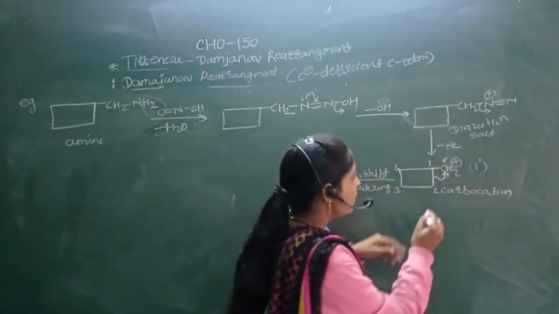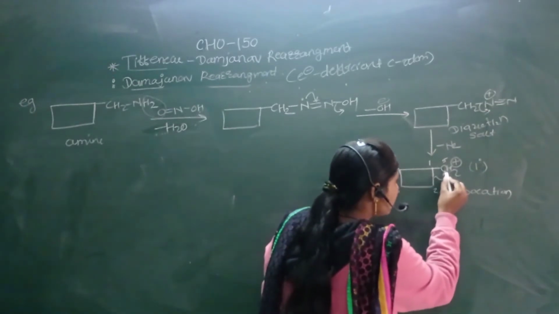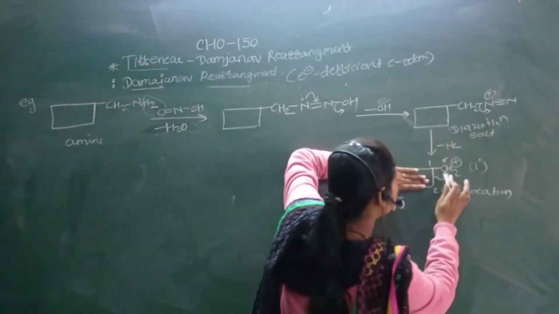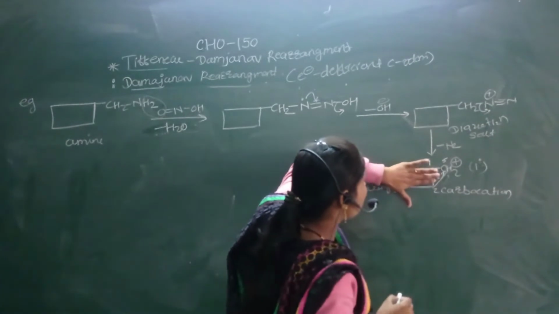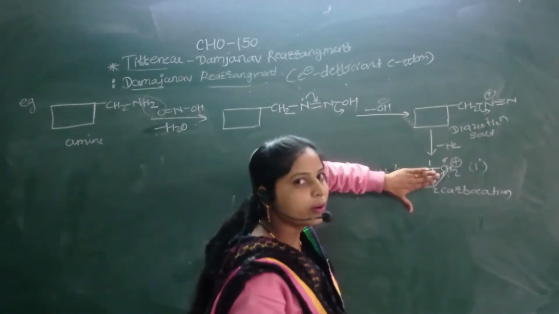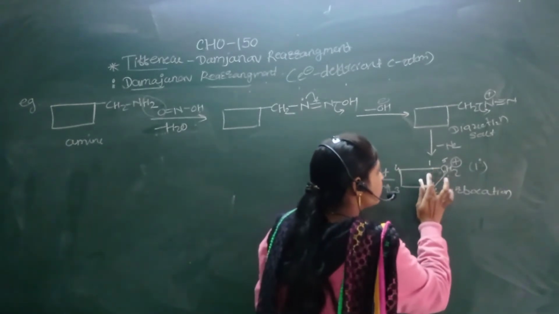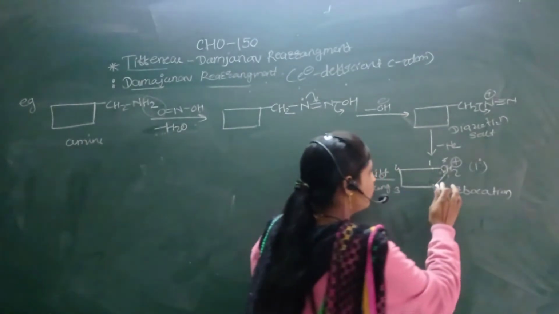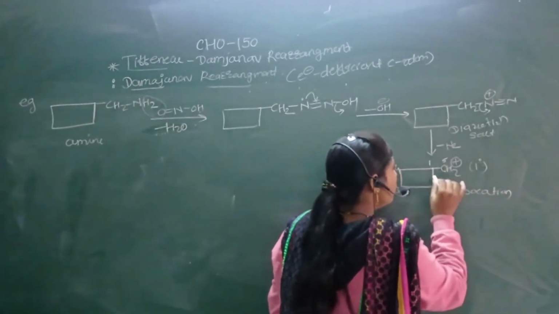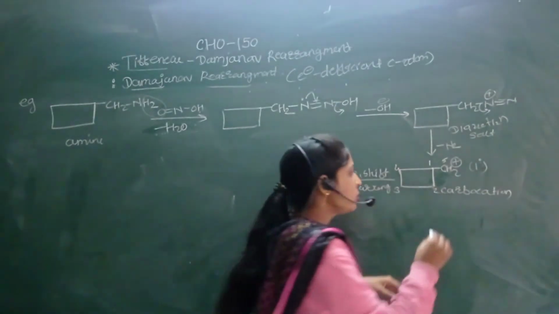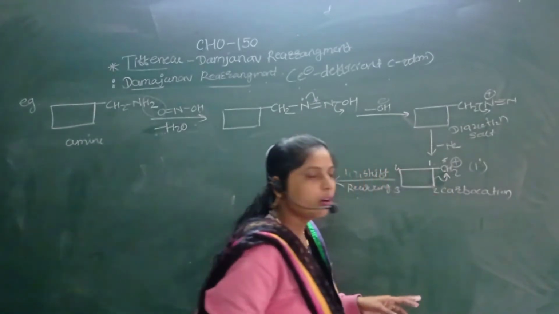See here, upon migration of this bond onto this carbon, the bond between this carbon and this carbon forms. So the bond between C1 and C2 breaks. We have to write the next step. Write again first of all: the 1,2 bond can break and shift onto this carbon. So this C1 carbon carries a positive charge.